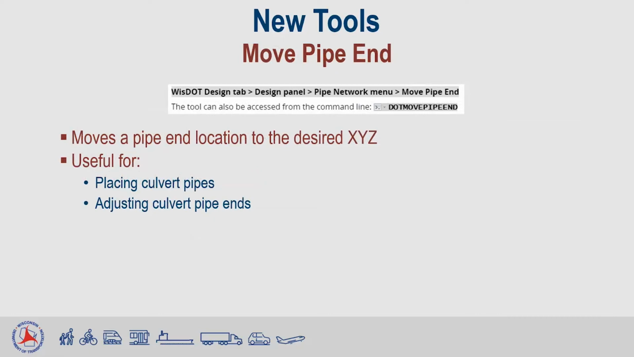Move Pipe End. This is a tool that we originally introduced because oftentimes you might find in Civil 3D, especially if you're doing culvert pipes and you need to adjust the elevation of a pipe end, you can't really do that very efficiently with the grip edits. Let me just quickly demonstrate what I'm talking about.